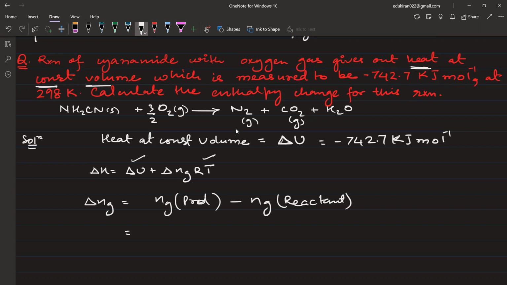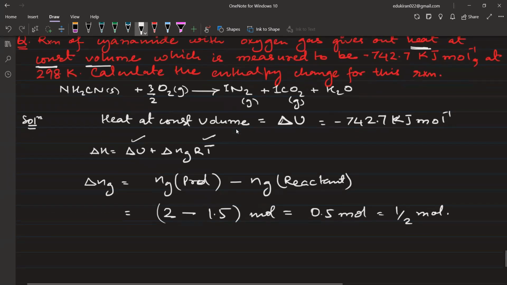Okay. So the number of moles of gas in the product is equal to how much? 1 mole of N2 and 1 mole of carbon dioxide. That means it is equal to what? 2 moles of gas in the product. Minus, in reactant we have 3 by 2, that is equal to 1.5 moles. So delta Ng आपके पास कितना जा रहा है? 0.5 mole, or we can also write 1 by 2 mole.